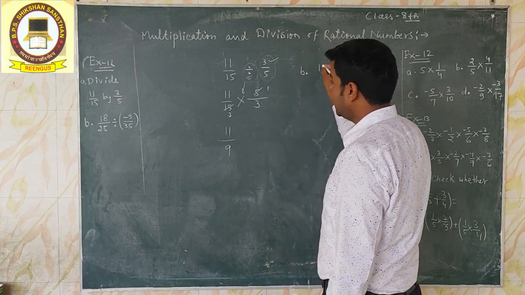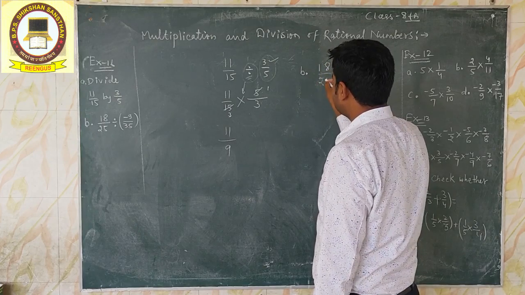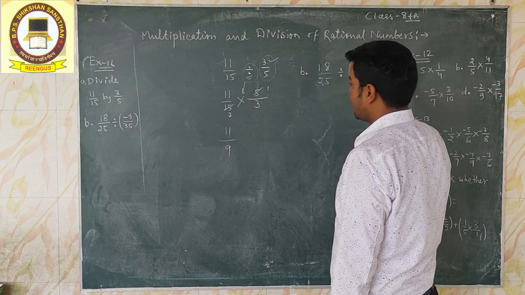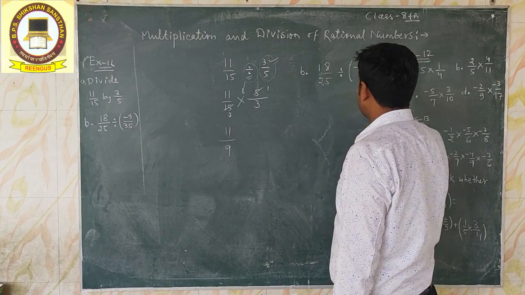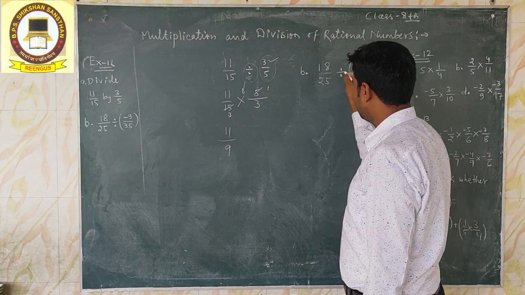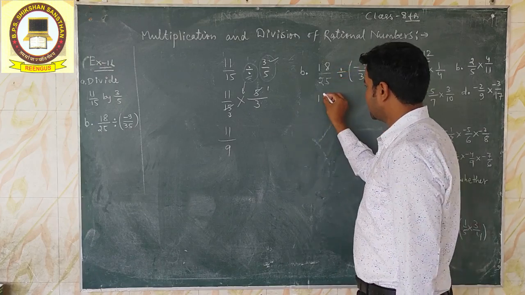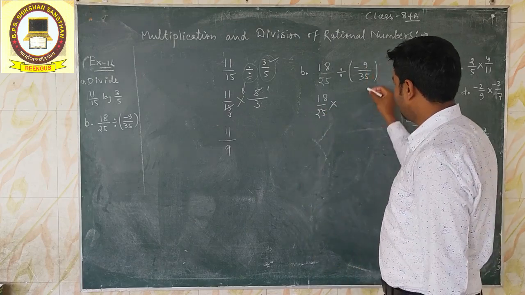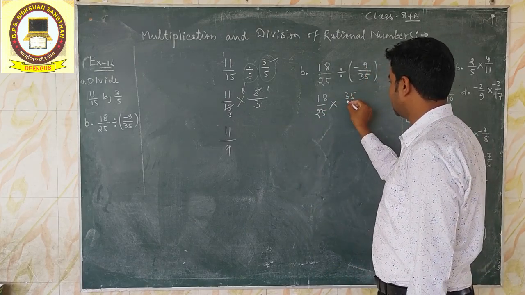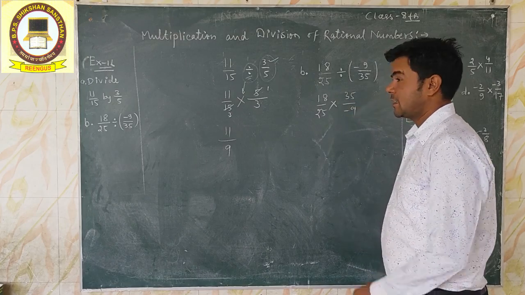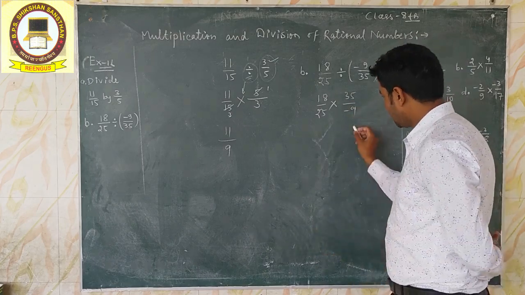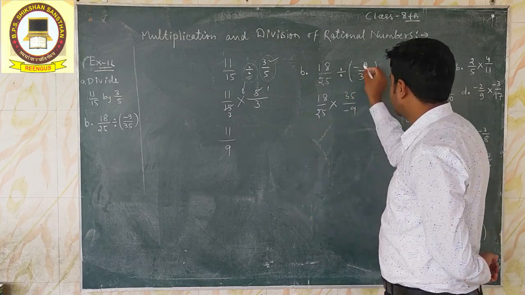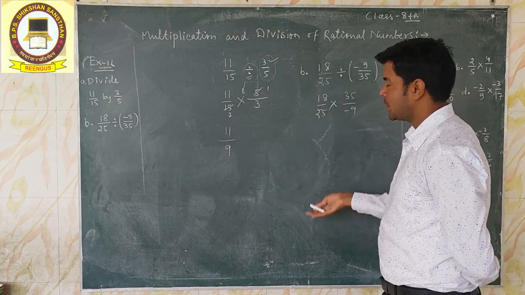We have to divide 18 by 25 by minus 9 by 35. First we need to change this sign. To change it, we have to invert this number: 35 upon minus 9. This minus sign you can put here or here, it doesn't matter. We will do that in the next step.